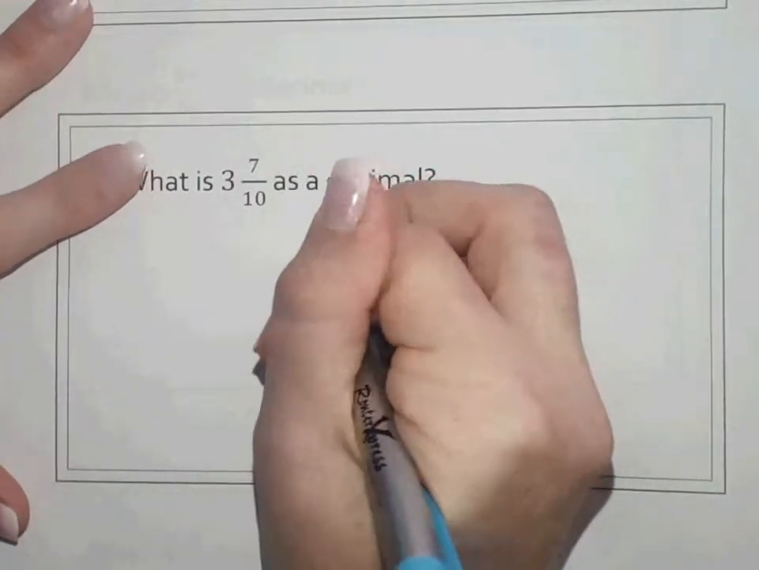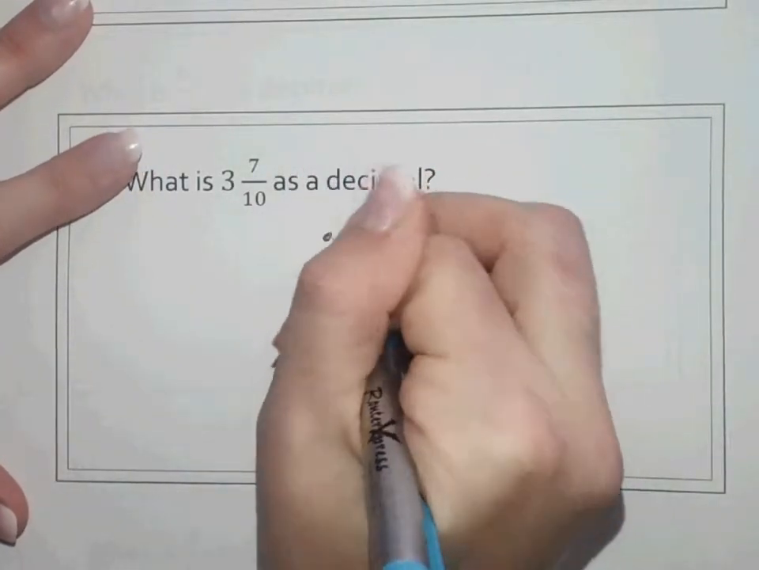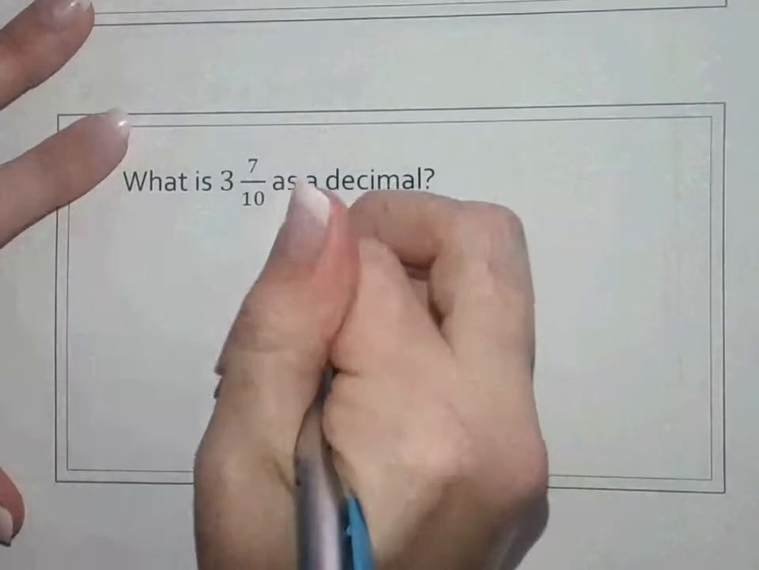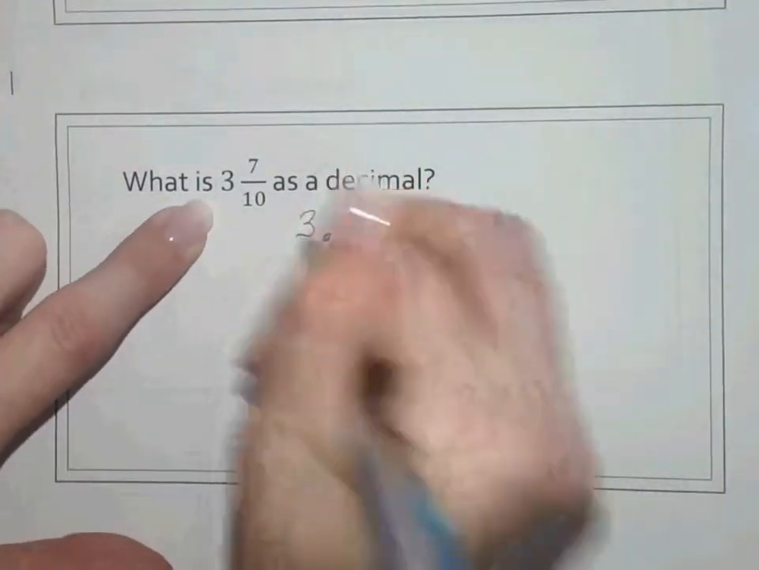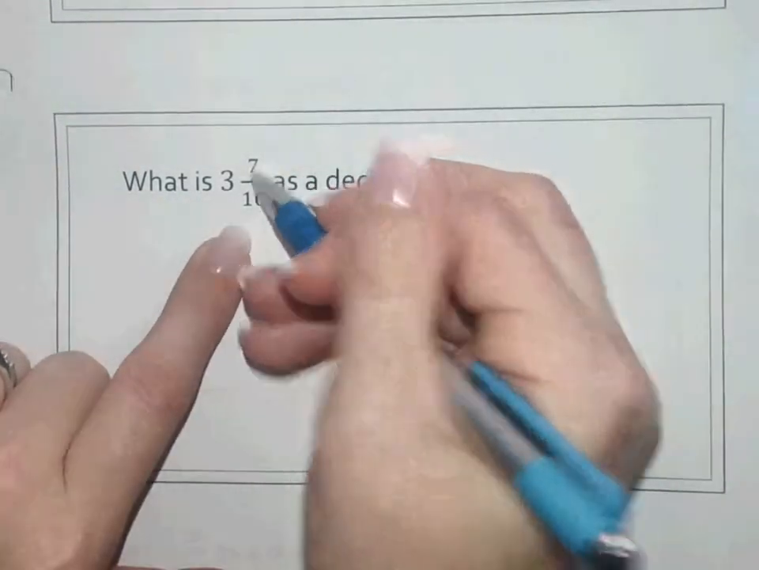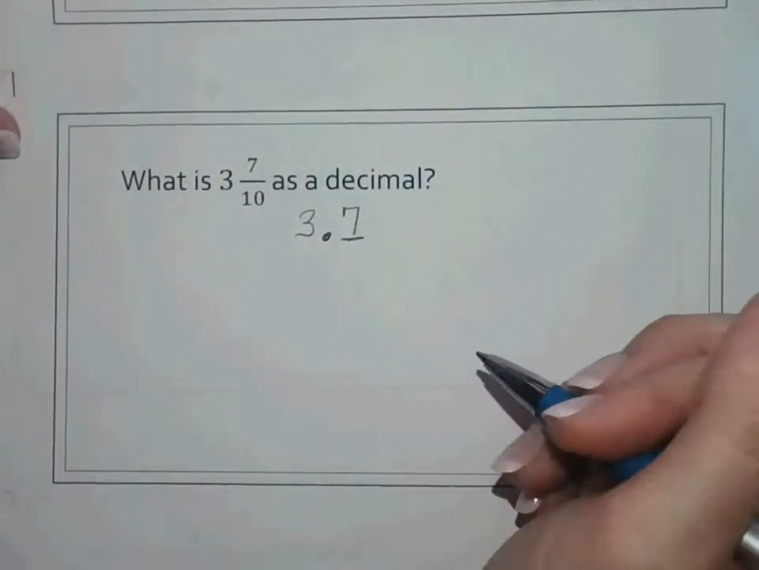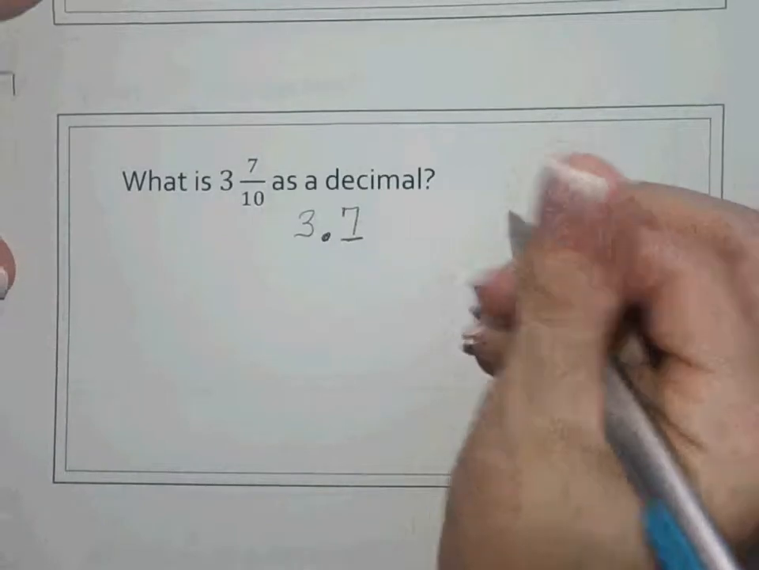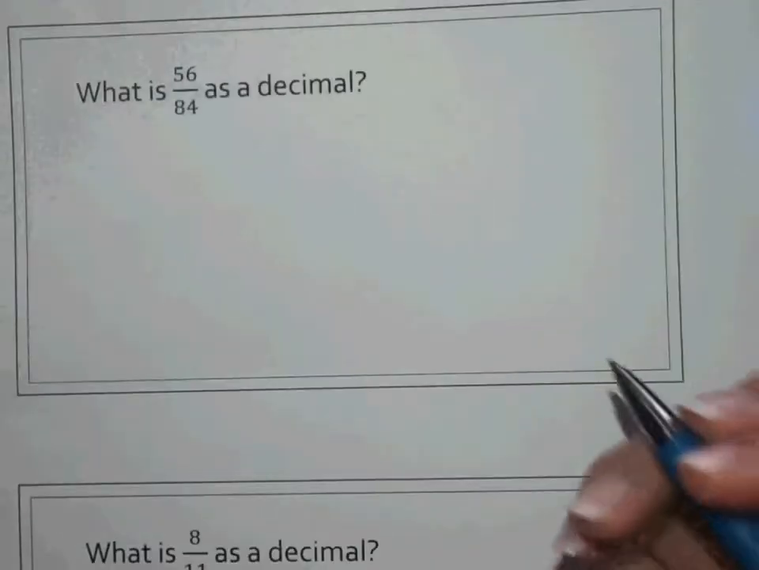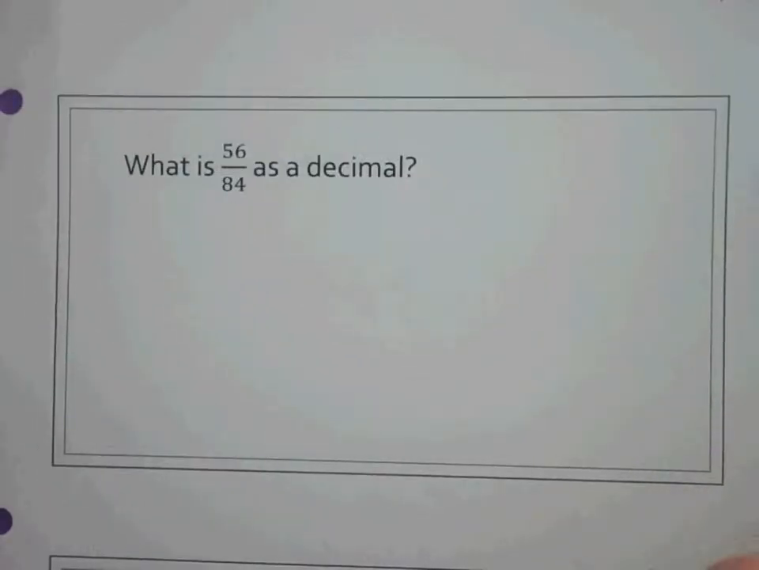Remember, any decimal, the first place is the tenths place. So this is your whole number. It goes before the decimal. And 7/10, the 7 goes here. Okay, so this one is pretty easy. It's just 3.7.